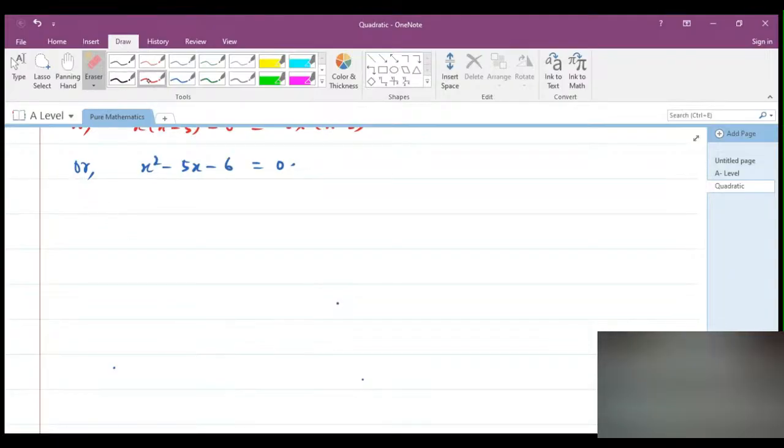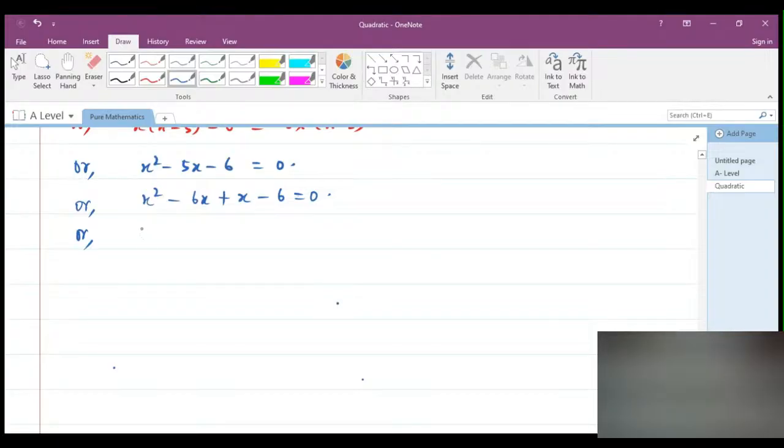So the next step here will be x square, and multiplication will be minus 6, and addition subtraction will be minus 5. So here will be minus 6x plus x. So the multiplication will be minus 6, and addition will be minus 5. Minus 6 equal to 0.